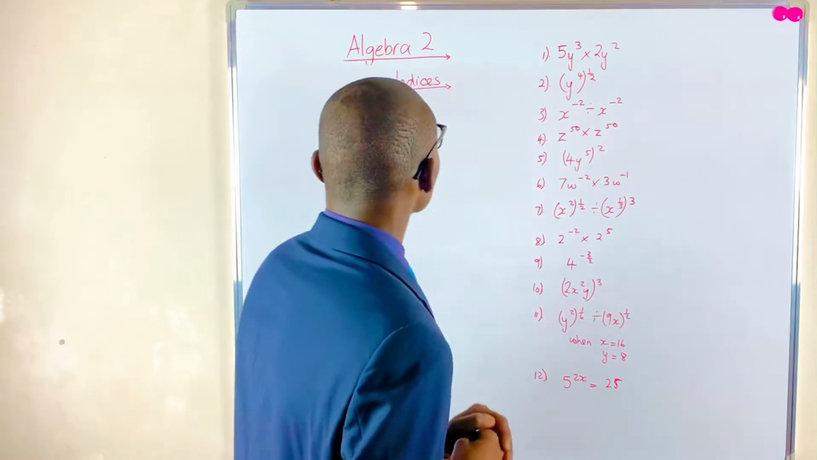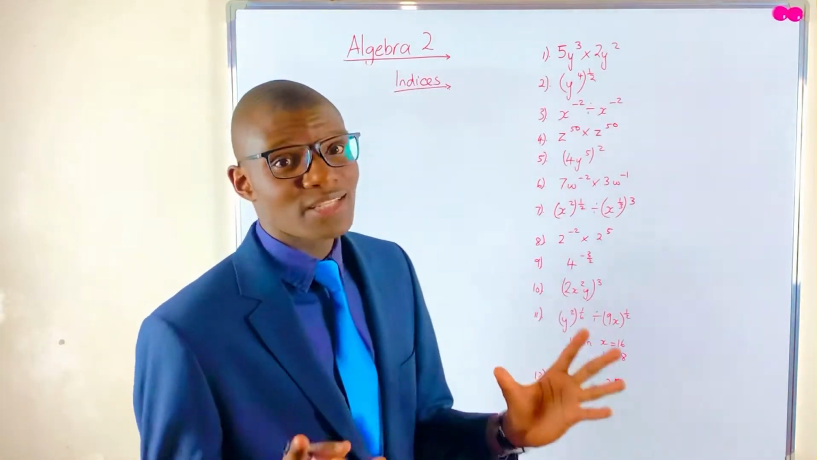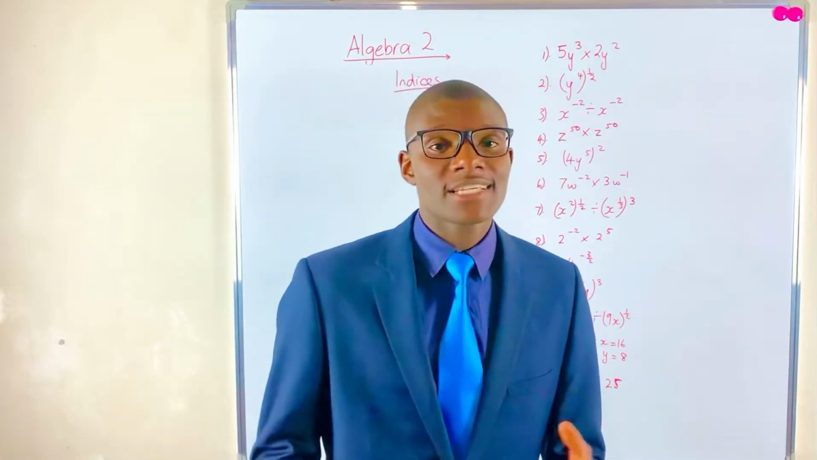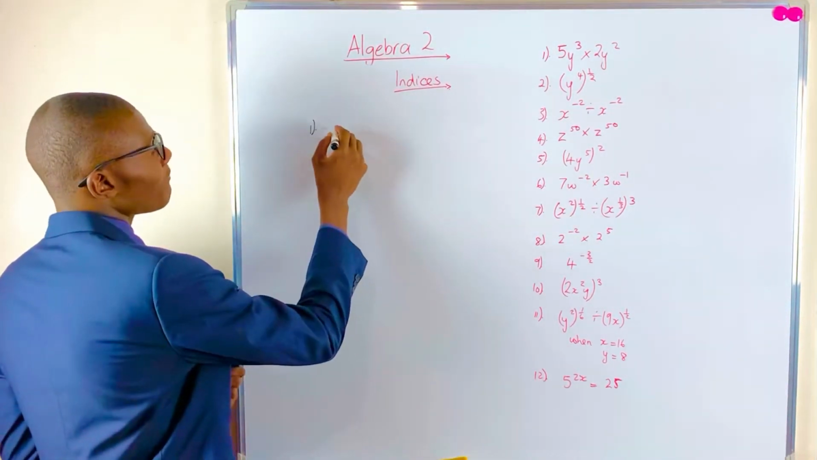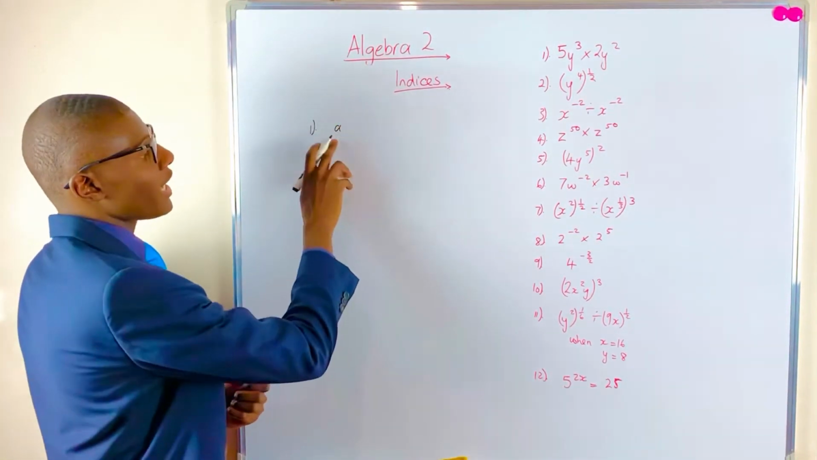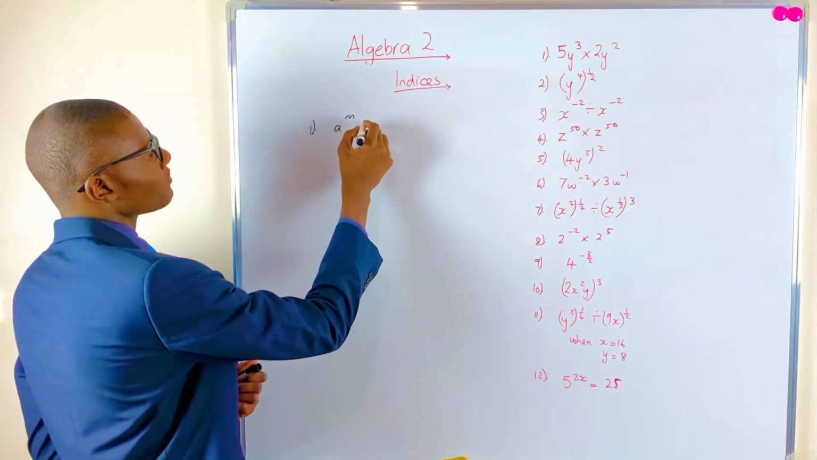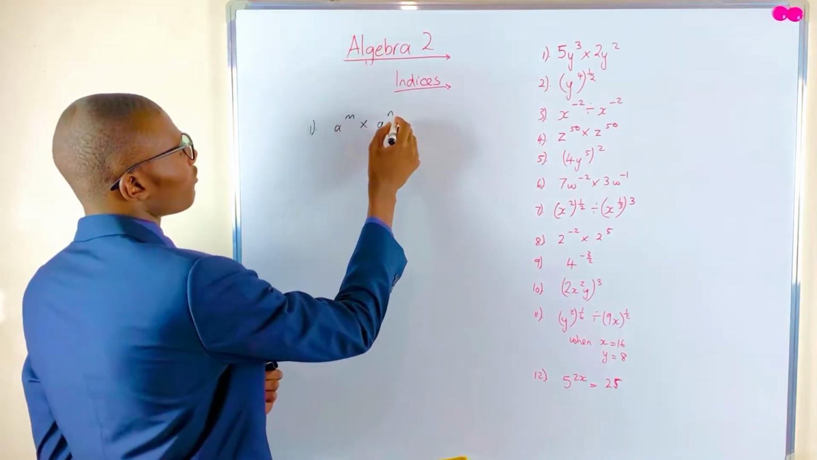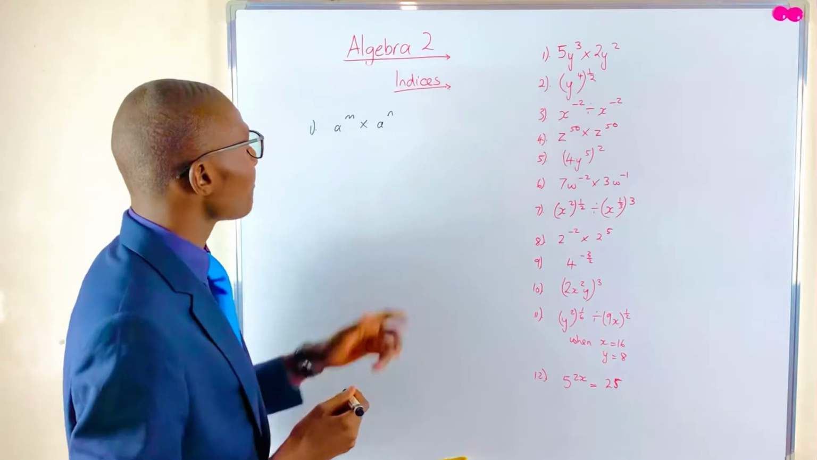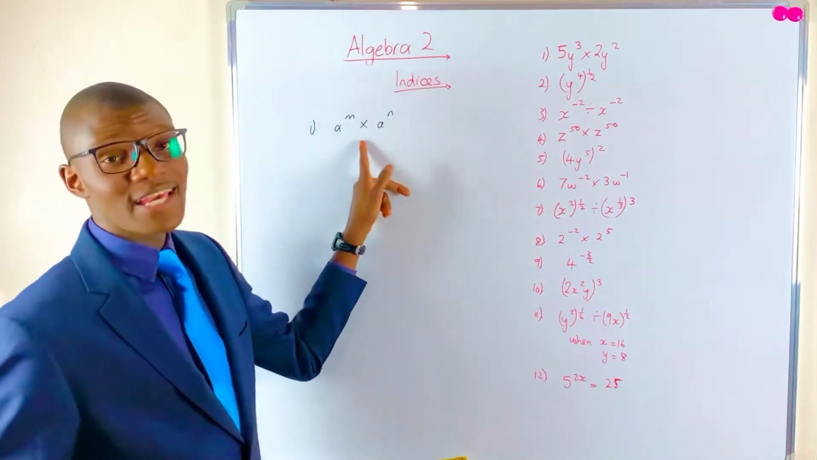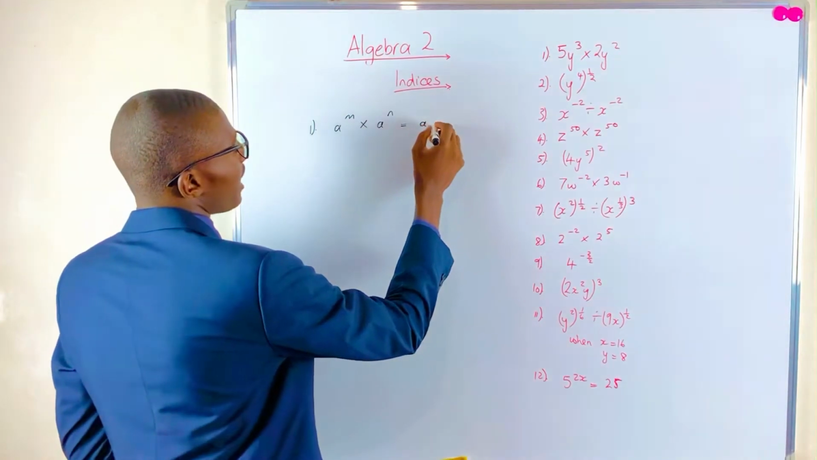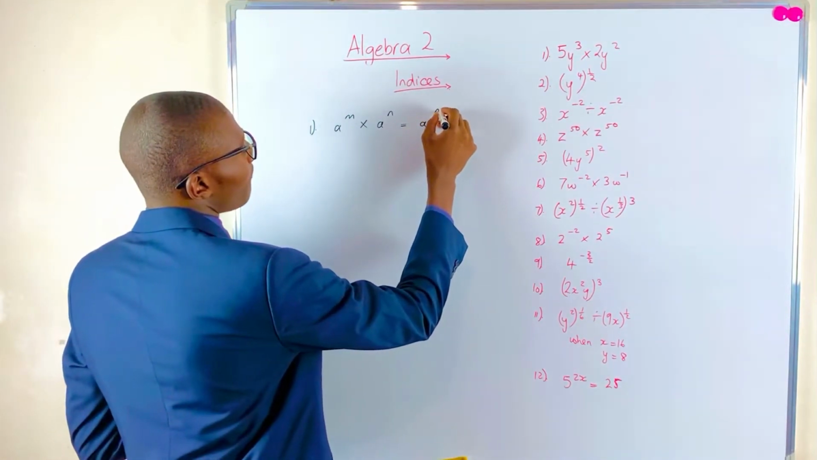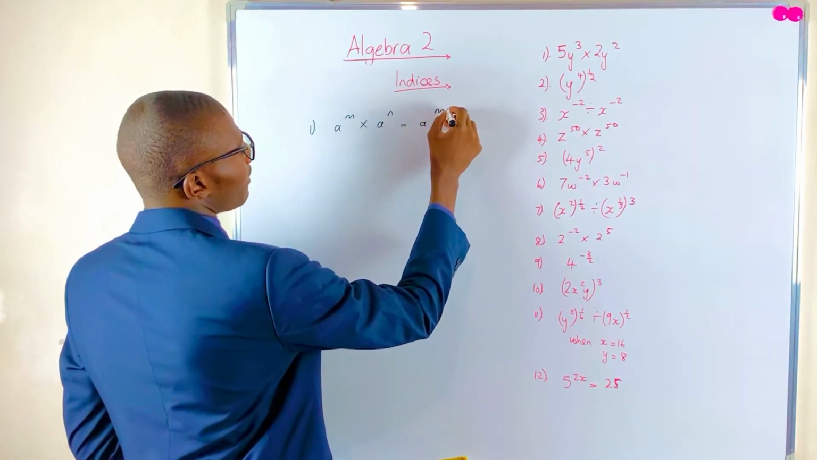Okay, so to start off, I'm going to just mention the laws of indices. The first law is that for the same base, let's say we've got a to the power of m times a to the power of n. For the same base, if it's multiplication, we simply add the powers. So this would be the same as saying a to the power of m plus n.